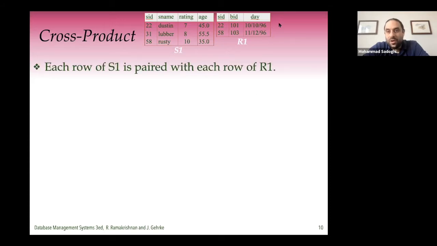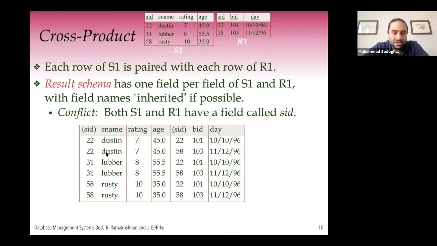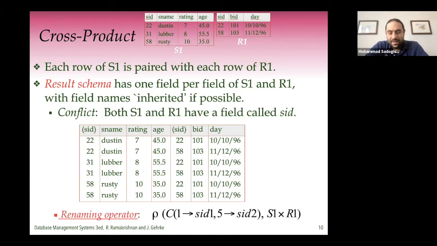So again, let's quickly go over it, and then we're going to look at some interesting examples. Cross product, given two relations S1 and R1, basically looks at a pairwise combination of all records. Every record in S1 gets paired up with every record in R1, and so the result includes n squared records, assuming the size of each relation is n. That becomes the basis for any kind of joins.